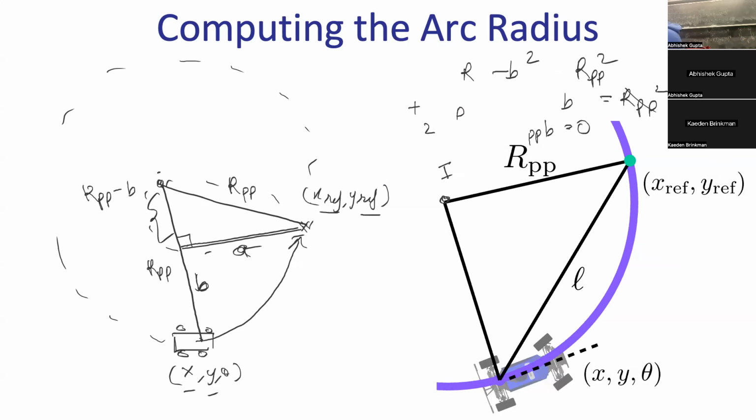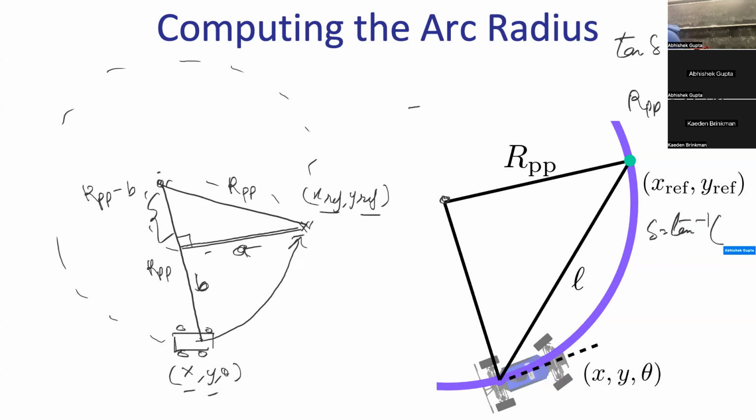Okay, so just to consolidate, what we know so far is that tangent delta is equal to L over R from our start slide, right? And we know that R_PP is equal to A squared plus B squared by 2B. And now, if we were able to figure out what A and B are, then you can directly get delta is equal to tangent inverse of L divided by (A squared plus B squared by 2B).